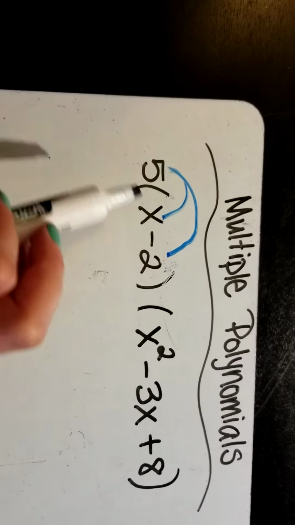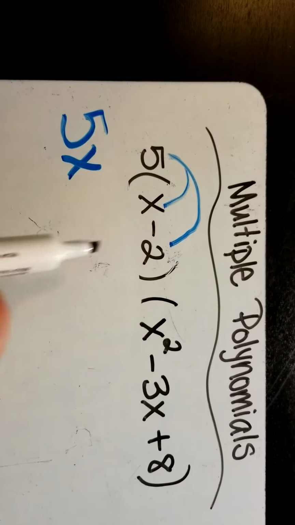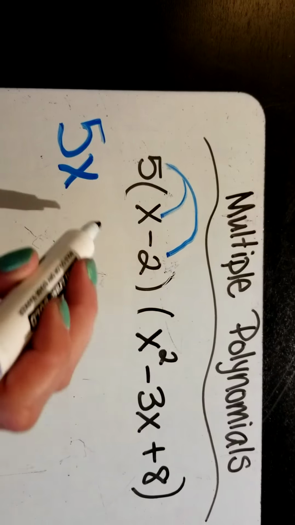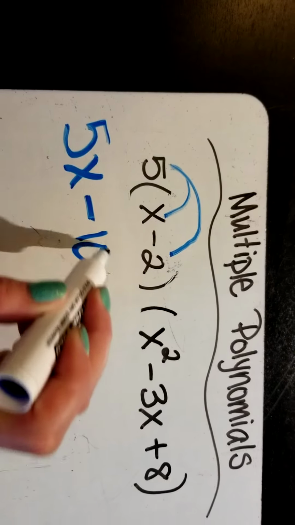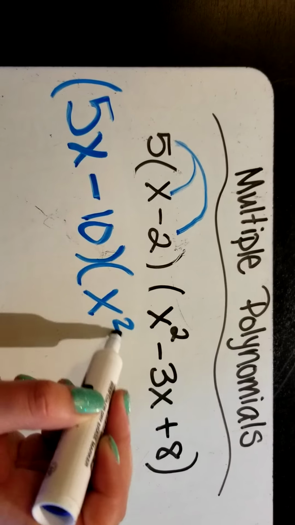So we're going to do 5 times x, which gives us 5x. And then we're going to do 5 times -2, which gives me a -10. Now that that's distributed, we are going to bring down the other side.